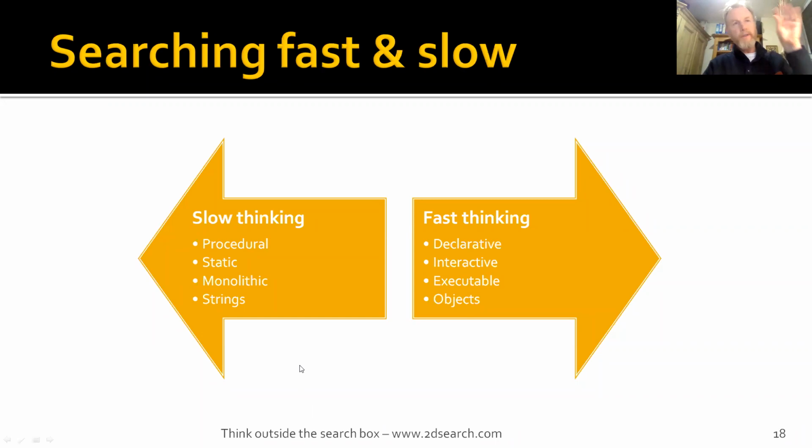So I'm drawing a distinction between these two: the paradigm at the moment with advanced search is essentially procedural, static, monolithic, and strings. And the question that I'm asking is, can we move to a different way of thinking that's about declarative expressions of information need, making them interactive, making them executable, and treating them as objects that we can do all sorts of clever things with rather than just blocks of text.